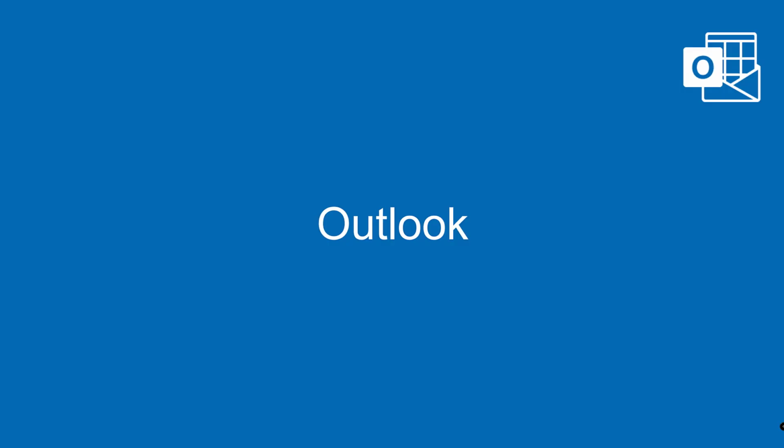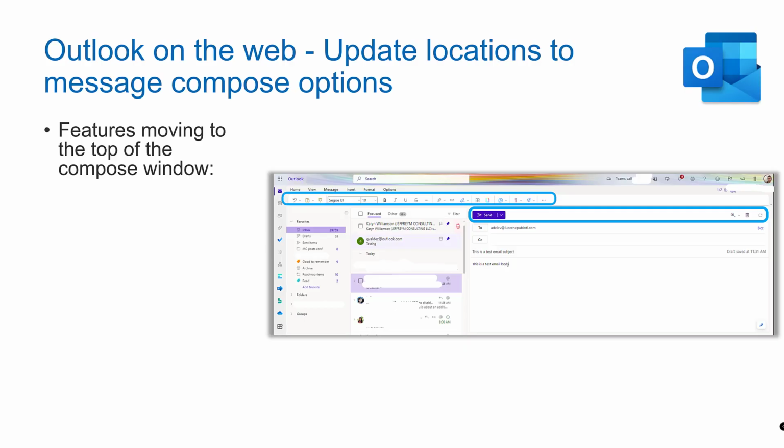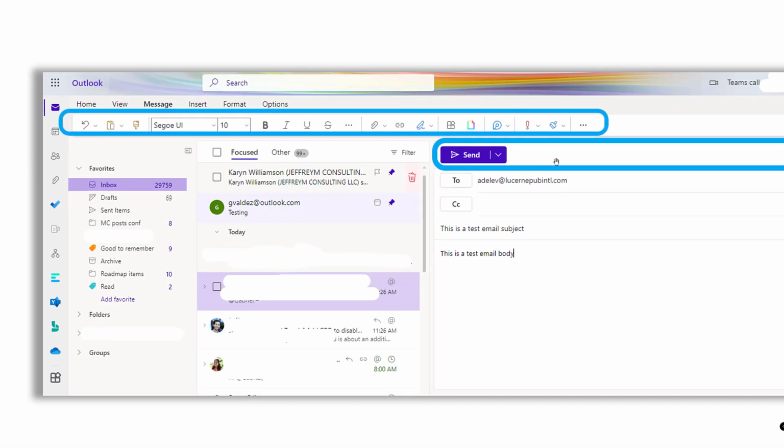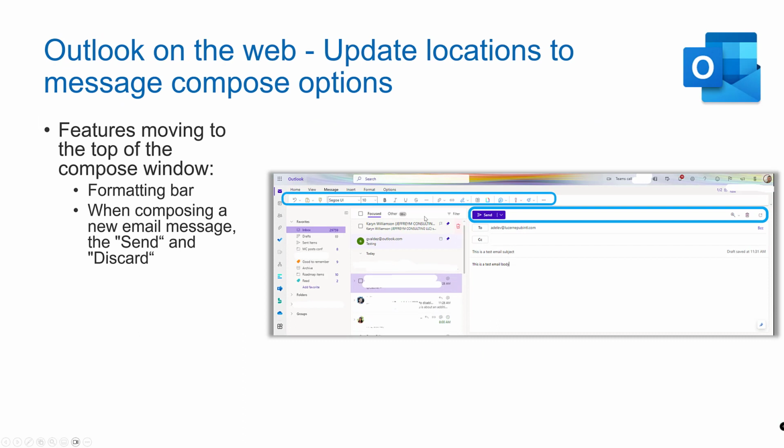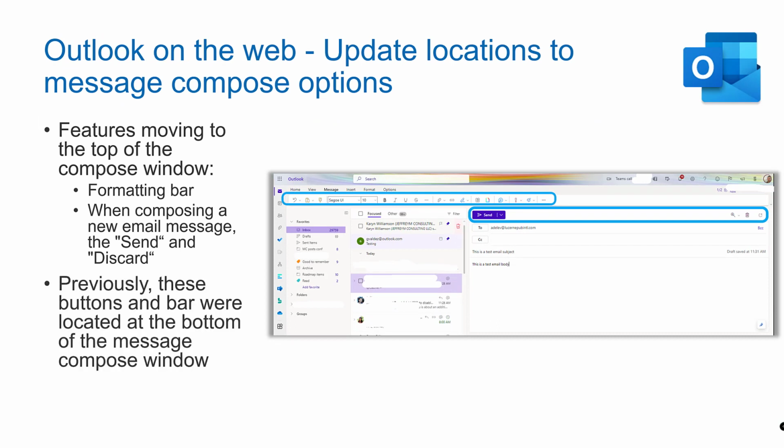Let's start with Outlook. Outlook on the web, an updated location for the message compose options. Let me just zoom into here for you. So you can see normally this type of stuff would be at the bottom of the email that you're composing, but email on the web is moving up to the top, top left hand side it starts. Looks quite nice, I think. So the formatting bar, the send and discard and those types of things.